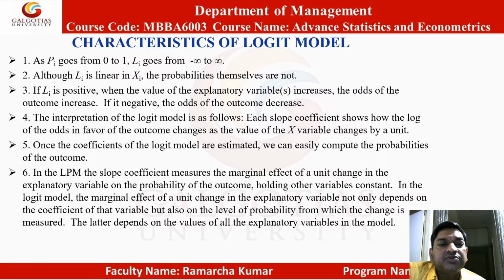In the LPM, the slope coefficient measures the marginal effect of a unit change in the explanatory variable on the probability of the outcome, holding other variables constant. In the Logit model, the marginal effect of a unit change in the explanatory variable not only depends on the coefficient of that variable but also on the level of probability from which the change is measured. The latter depends on the value of all the explanatory variables in the model.